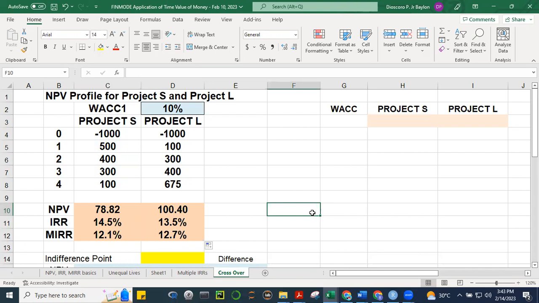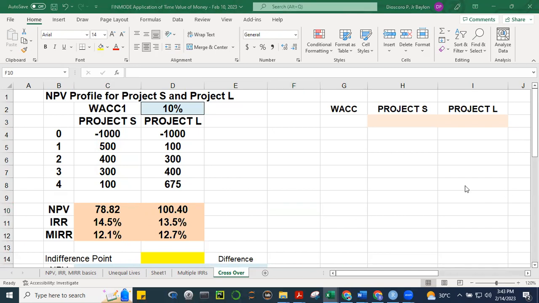Any questions about our computation for NPV, IRR, MIRR? Pakichat naman please kung nakuha yung NPV, IRR. All right? Okay, so very good.